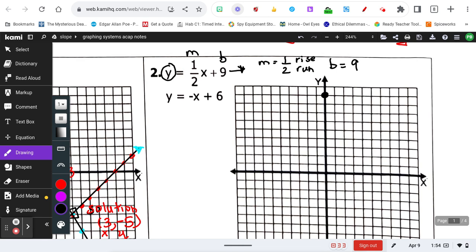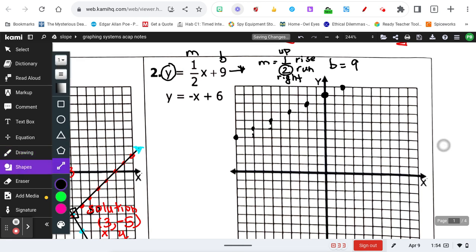And then my slope tells me to rise 1, so I'm going to go up 1. And because my run is positive, I'm going to go to the right. Up 1, right 2. However, I don't have any more room. So I'm going to reverse this. I'm going to go back to the point of my y-intercept, and instead of going up 1 and right 2, I'm going to go down 1 and left 2. And I'm going to continue that: down 1, left 2. Down 1, left 2. Now I can connect the points. There's my line.